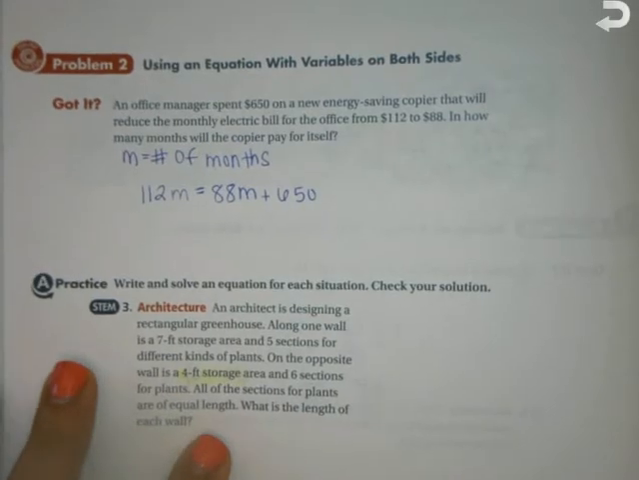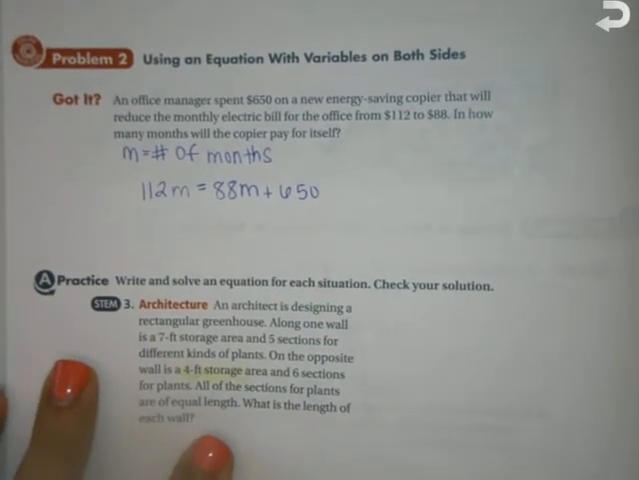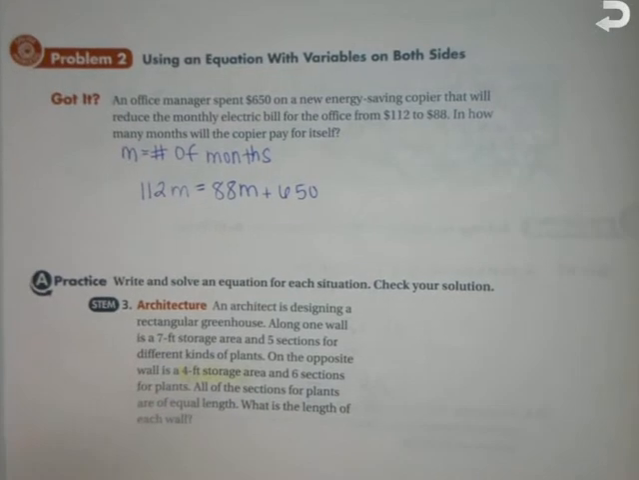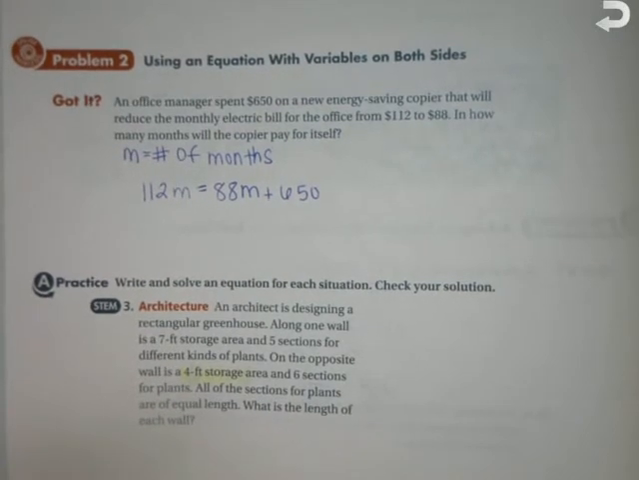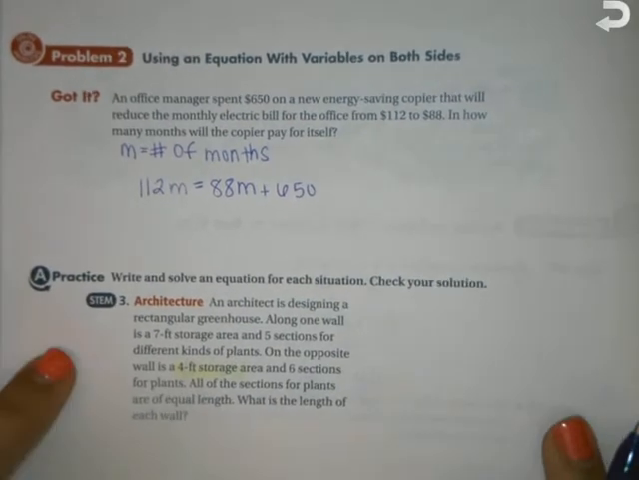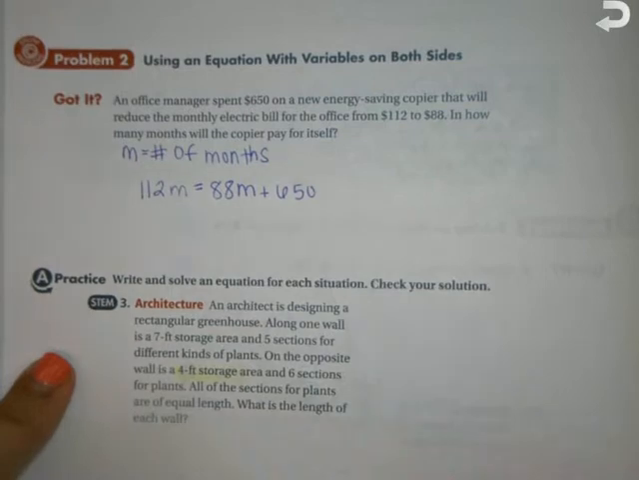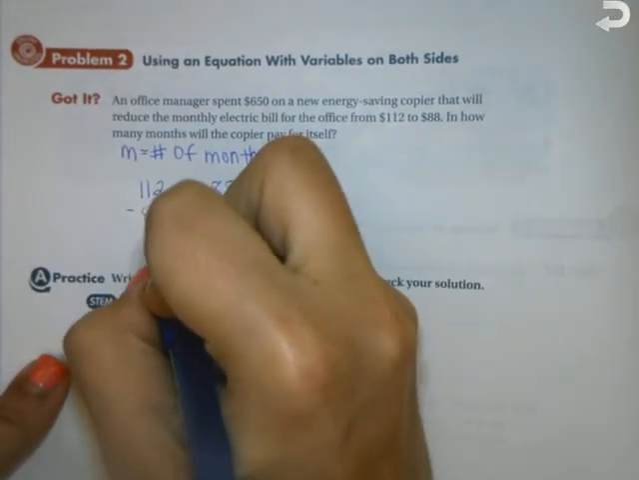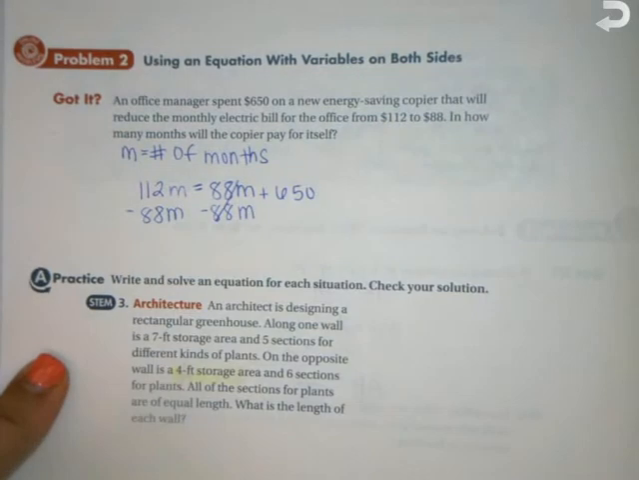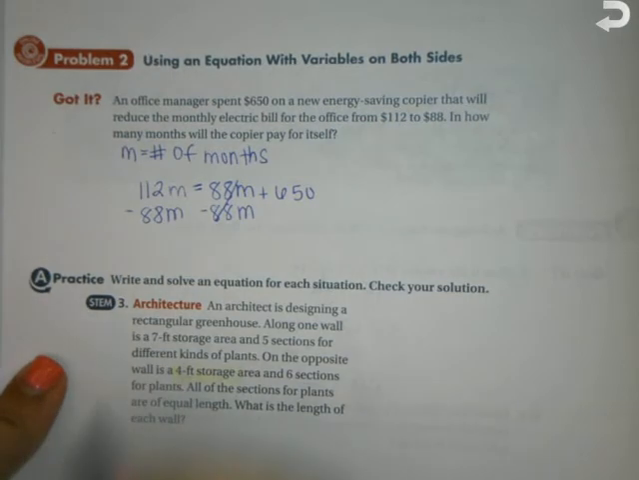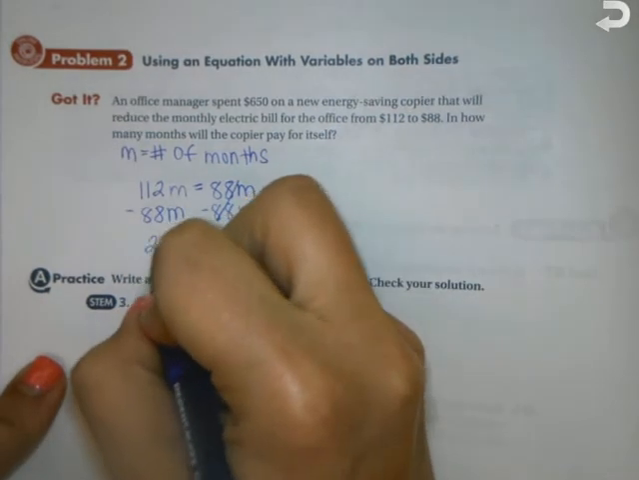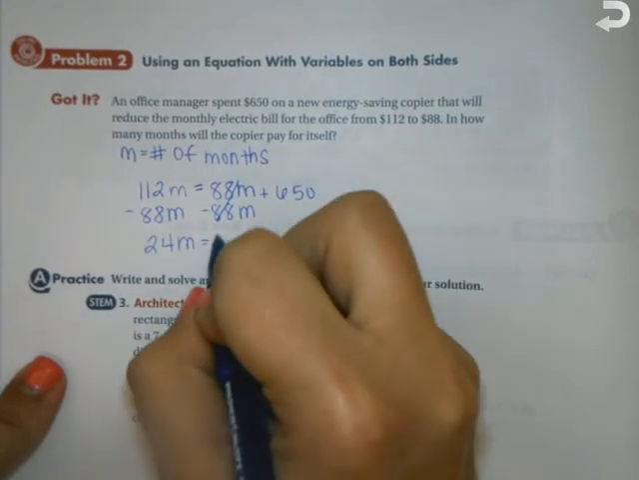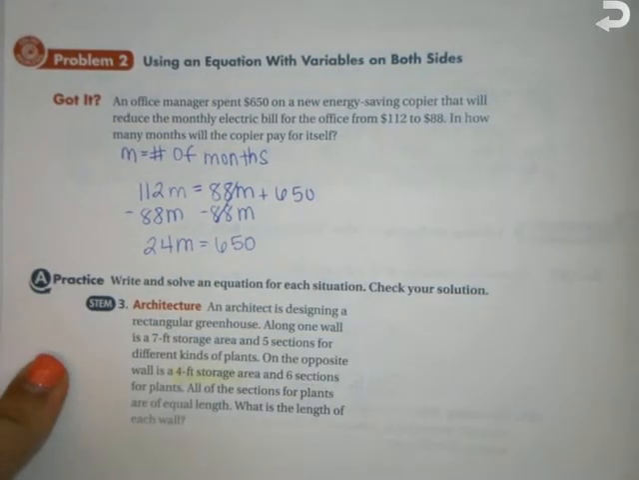All right, if this was as far as you got, that's okay. We should be able to continue going. What would you do next? Anthony, what would you do next? You would subtract 88M from both sides. Perfect. And 112 minus 88, guys, what's that give you? 24M equals 650. And then what would you do?